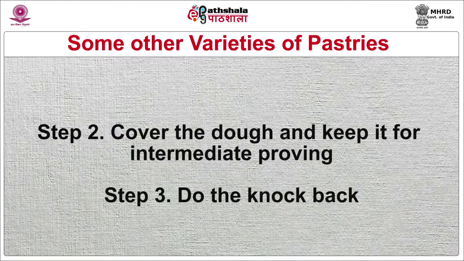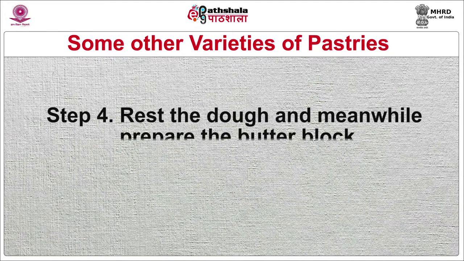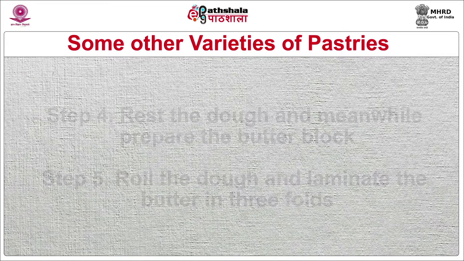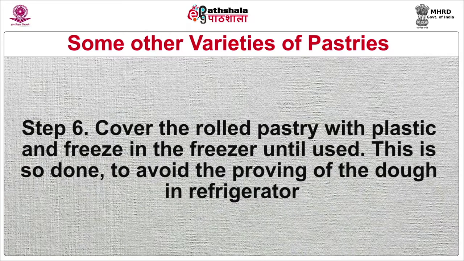Step 2. Cover the dough and keep it for intermediate proofing. Step 3. Do the knock back. Step 4. Rest the dough and meanwhile prepare the butter block. Step 5. Roll the dough and laminate the butter in 3 folds. Step 6. Cover the rolled pastry with plastic and freeze in the freezer until used. This is done to avoid the proofing of the dough in the refrigerator.